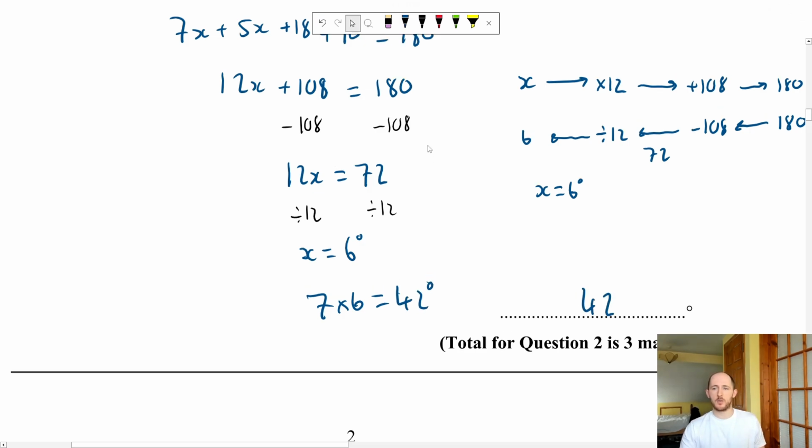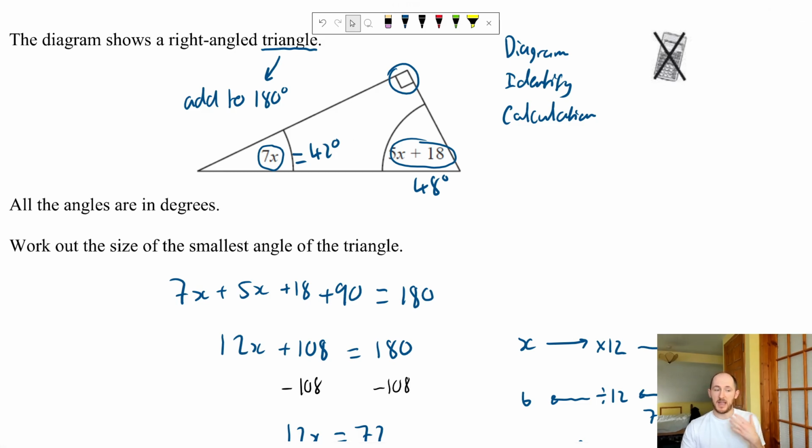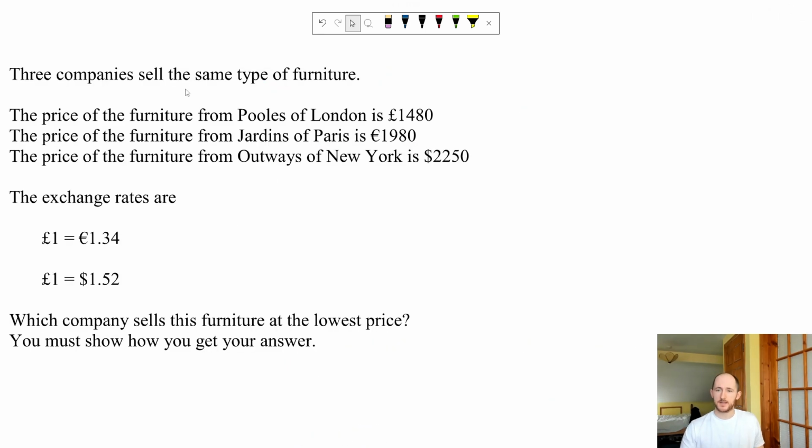So again, there's no way to know which one's the smallest one without actually working out the size of the angles. Don't forget, you can't look at it and say, oh, this looks smallest, because the diagrams are not drawn to scale. Exchange rate questions.